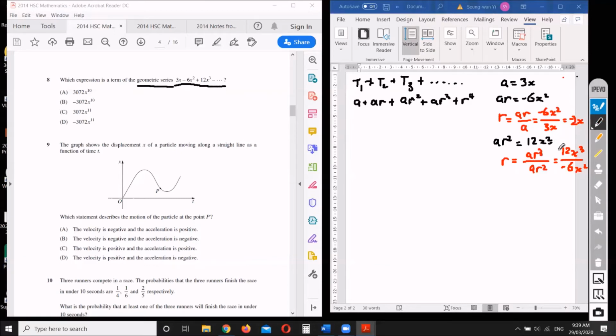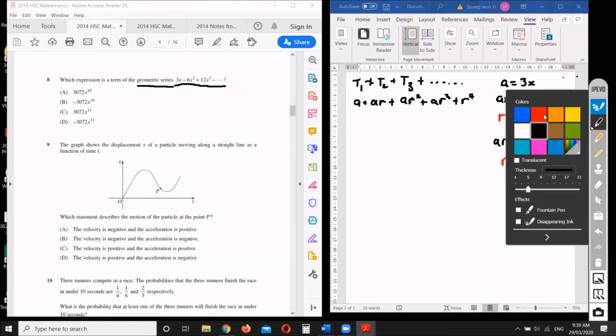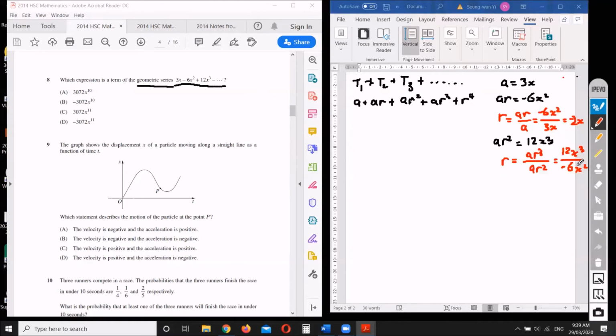So that should be cubed, yeah? Yep. But in terms of this one here, it'd still be negative 2x. Is our R consistent? Yes. So is this a geometric series? Yes. Is everyone okay with that? Cameron and Clayton? Yep. Cool. Now, what do we have to find? Which expression is a term?